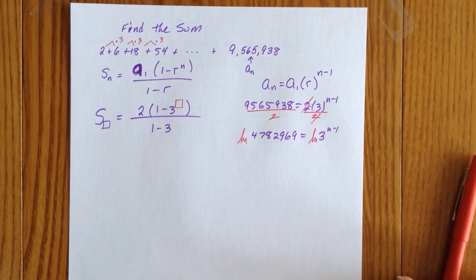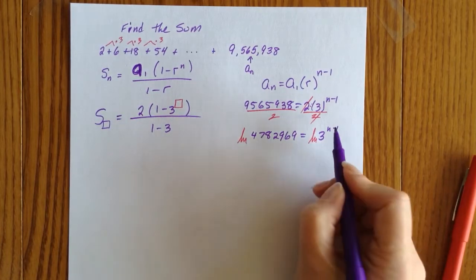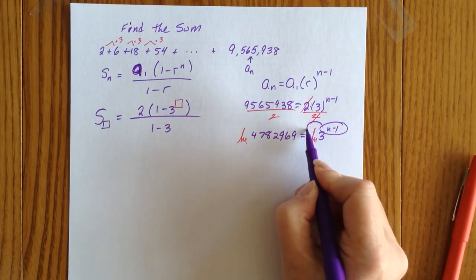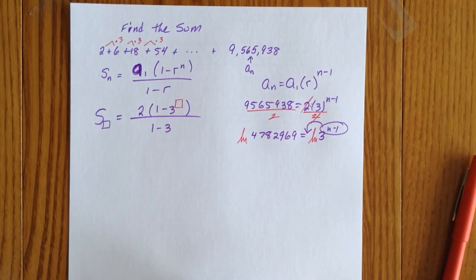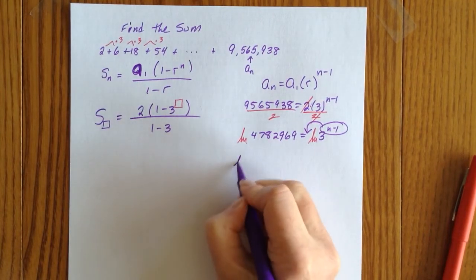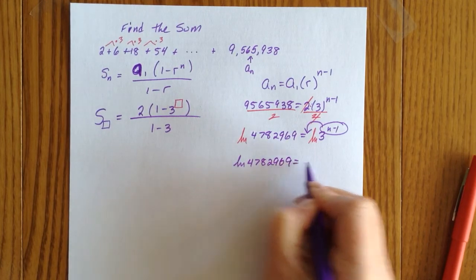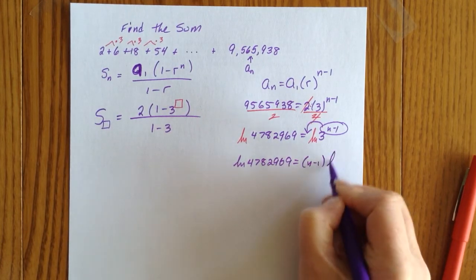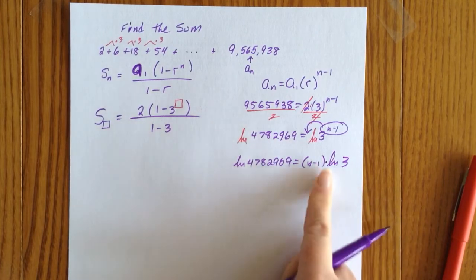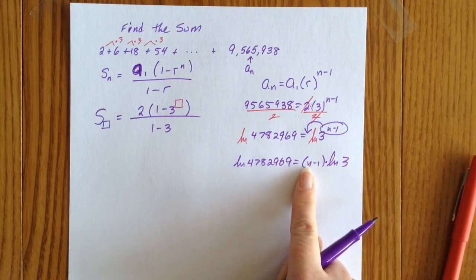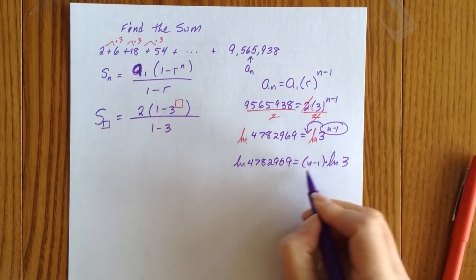I'm using natural log. You can use common log. If you have the log base button, you can do log base 3. I'm using natural log. Why? Because there are laws with logarithms. And one of the laws says that this exponent can come out in front as a coefficient. And that's just multiply now. So if you want to solve for n, you just divide.